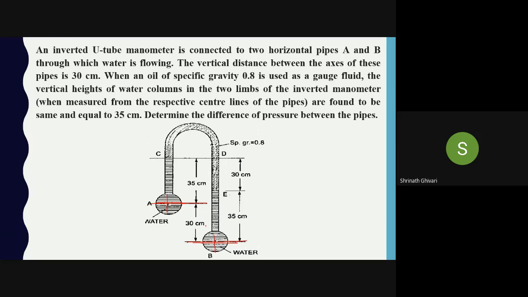If we say there is no difference between the two levels of the pipe, what would have happened? It would have been the same line. But it is not the case. It is having a different 30 centimeter difference. Is that clear? Next.